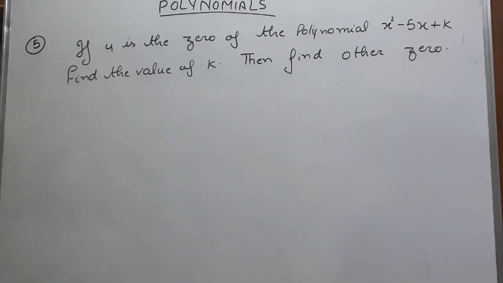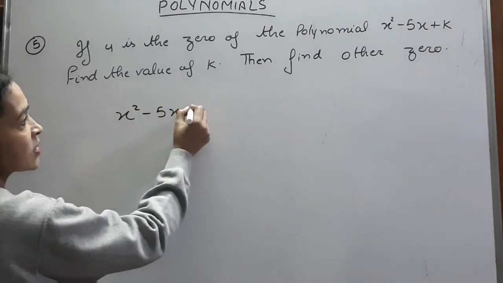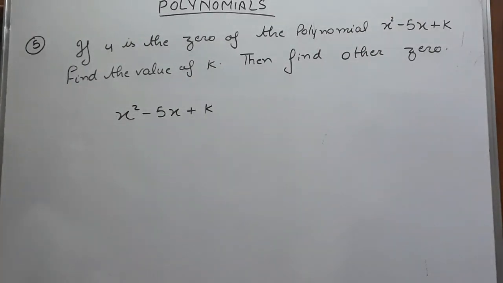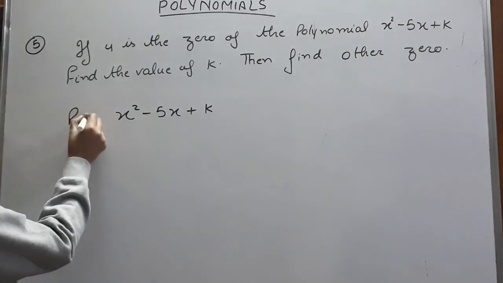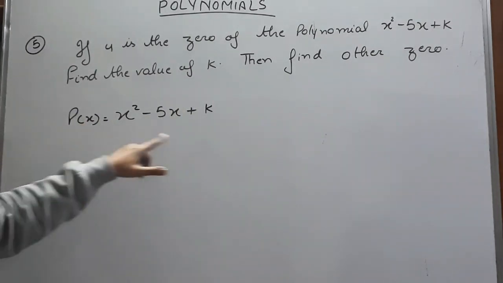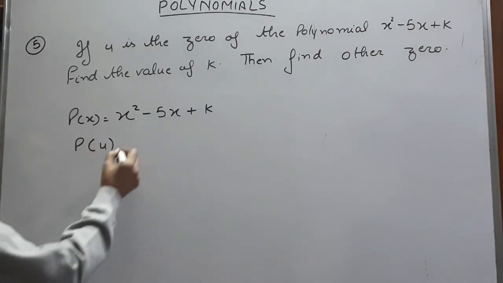If 4 is a zero of the polynomial x square minus 5x plus k, find the value of k and then find the other zero. We have a polynomial x square minus 5x plus k. बच्चे, अब a quadratic polynomial can have at most two zeros. One zero is given, which is 4. What does this mean? This means if we put the value of x, this is p(x), a polynomial with variable x, as 4, the whole polynomial will become 0. We will put x as 4.